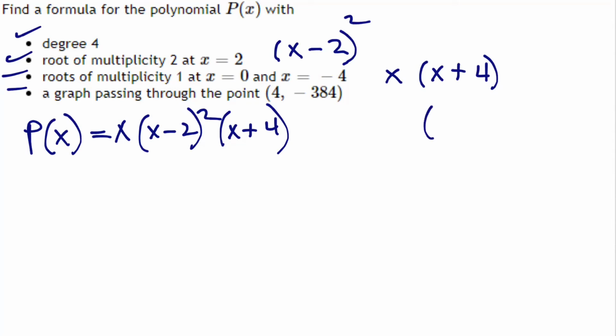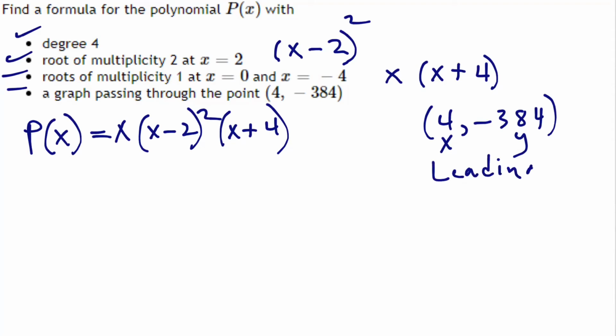Now let's utilize this last idea here that says a graph that passes through the point 4, negative 384. So this is an x value, of course, and this is a y value. Now we're going to use that to find your leading coefficient. Without any knowledge about a point that this graph passes through, you would have to assume the leading coefficient is just 1. That would be the simplest polynomial that you'd be able to come up with, not knowing anything further about a point that it actually passed through.